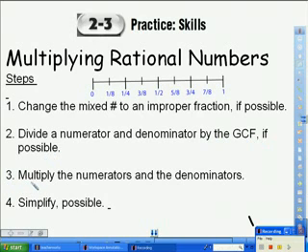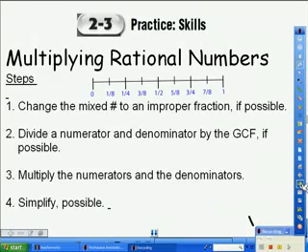Step 3. Multiply the numerators and the denominators. If you're not taking notes, once again, please do so. Number 4. Simplify if possible. Those are your steps.